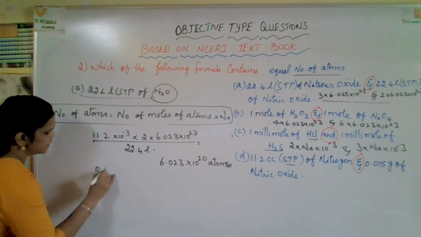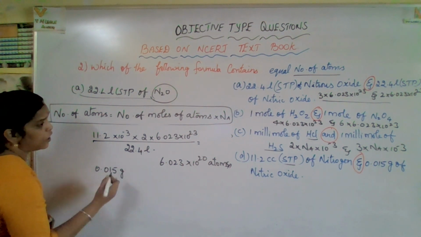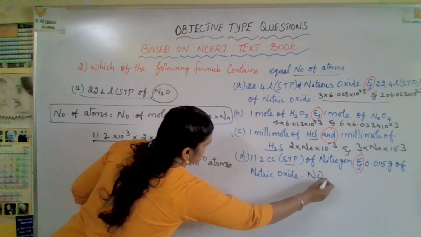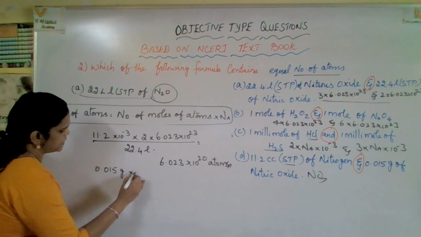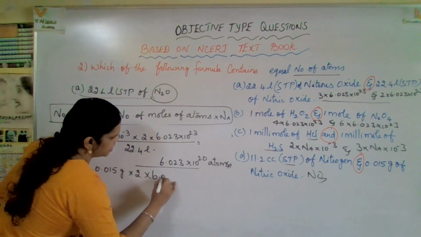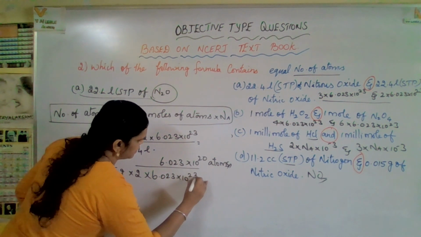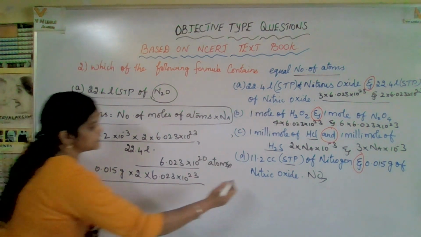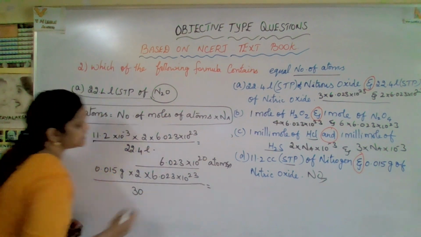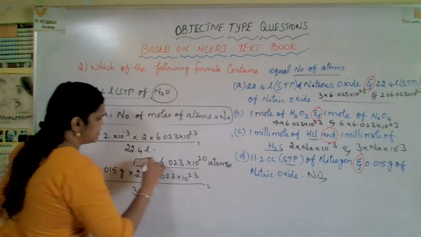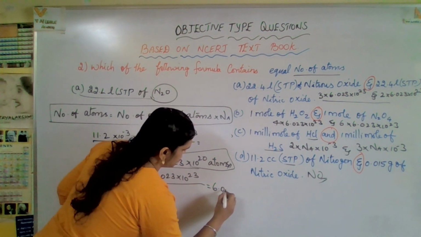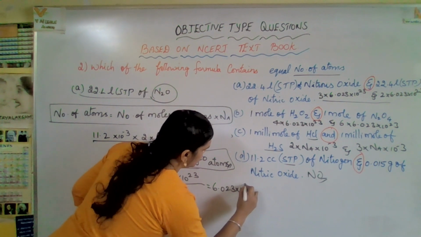0.015 gram of nitric oxide. So nitric oxide means NO, right? So that means 2. Here also 2. So a number of atoms 2 into 6.023 into 10 to the power of 23 divided by what it is, nitric oxide molecular mass. It's 30. So what is the answer? You will get it. Please check the answer. By this time, you will come to know what is the answer. Yes, 6.023 into 10 to the power of 20.